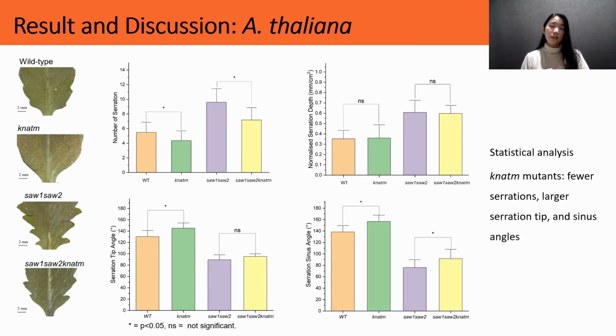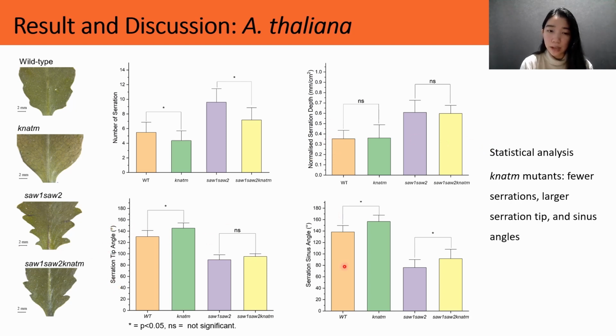These 2 lines were then phenotyped, and the NATM with wild-type background was compared to the wild-type lines, while the NATM with so-and-so-2 double mutation were compared to the so-and-so-2 double mutant. And it appears that the NATM mutation caused less and less noticeable serration. And to confirm this, statistical analysis was done. As a result, NATM mutation caused lower serration number, and it shows significant difference, while it did not show any significant difference for serration depth.